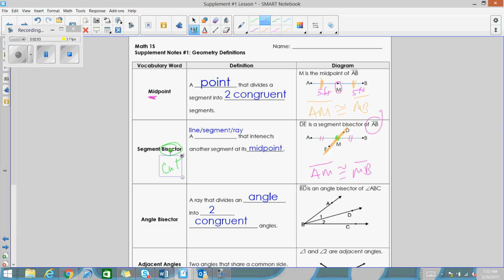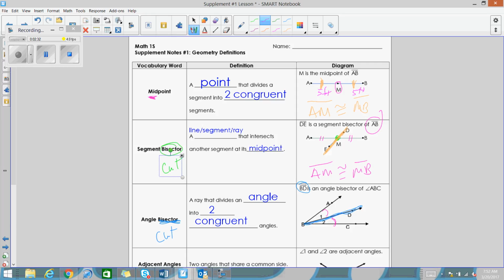All right, continuing with the word bisector now. Angle bisector. So bisector means to cut into two. So an angle bisector is an angle that's cut into two equal or congruent angles. So if you look up here, BD is an angle bisector of angle ABC. So that means BD, this thing, is doing the cutting. It's going to cut your angle into two congruent angles.